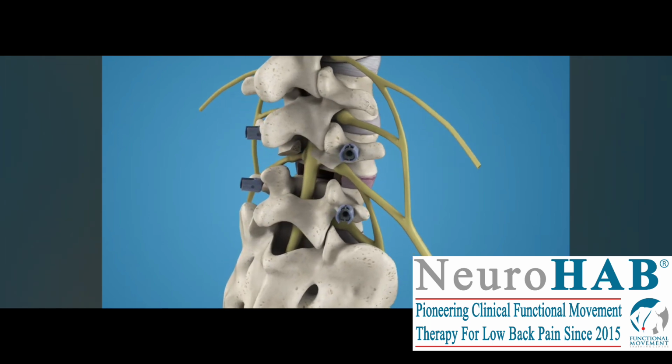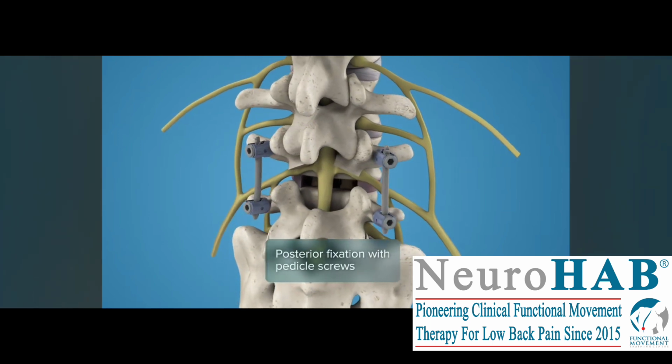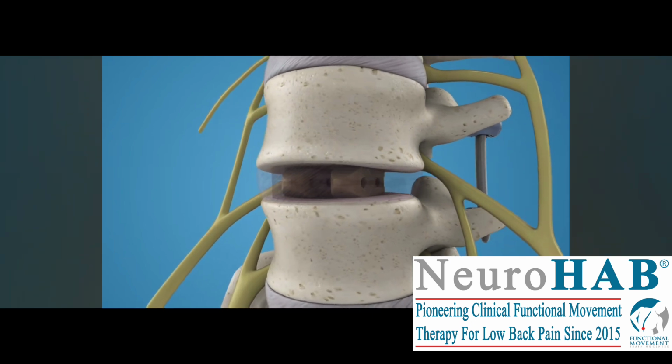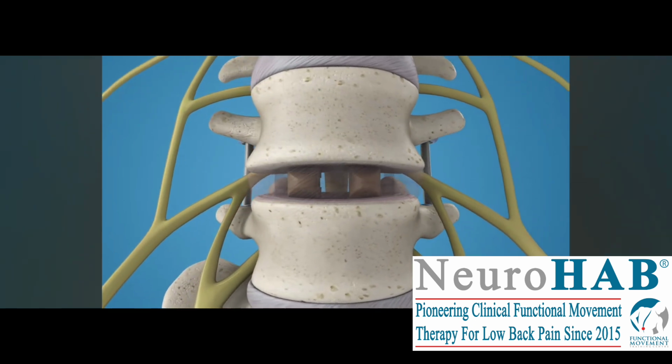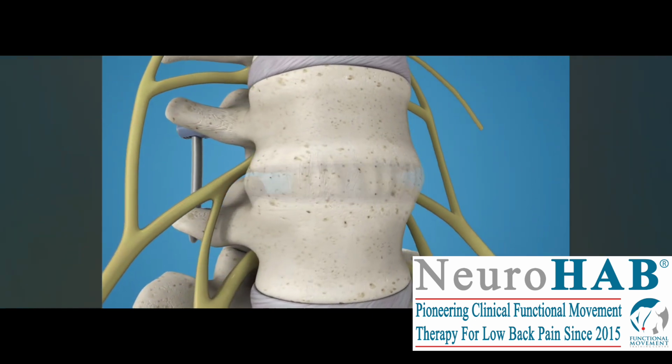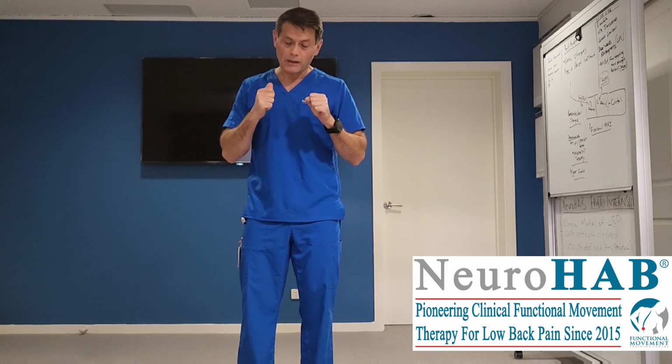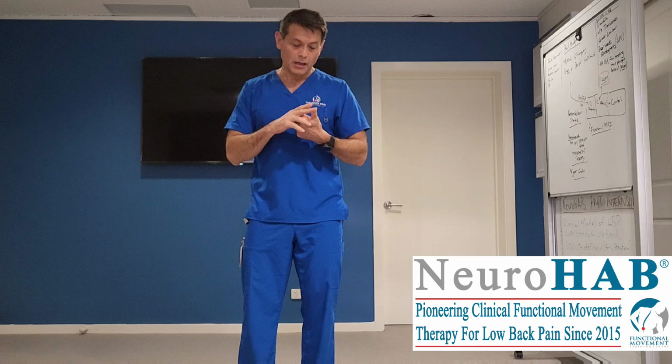So once the pedicle screws are inserted, a rod is traversed, and that acts as a scaffolding that holds the segment in place whilst the fusion occurs over the ensuing weeks. I hope that made sense to you. The take-home messages are fusion and disc arthroplasty have the same objective. Both of them are trying to achieve stability.